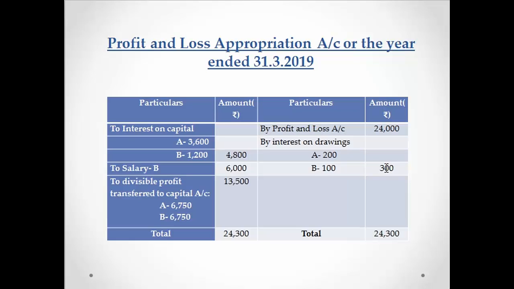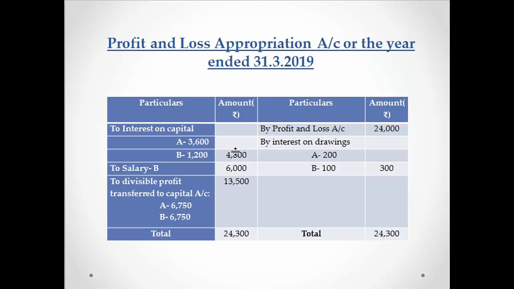Now look at the items which are taken to the debit side in a profit and loss appropriation account. Look at the first item, to interest on capital. Interest on capital amount should be taken to the debit side, because for the firm interest on capital is an expense. The amount is calculated separately for A and B at the rate of 6% on their capitals, and then interest on capital for A comes to rupees 3,600, and for B comes to 1,200, and the total amount of interest on capital taken to the outer column is 4,800.